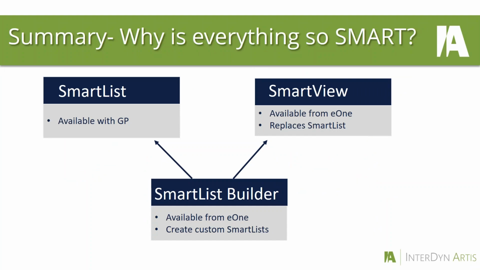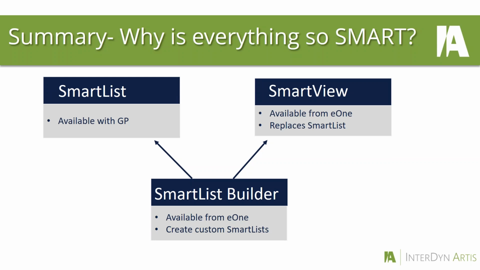And this is a common question that I get. Everything starts with Smart, right? So you have SmartList, SmartView, SmartList Builder. And so we get a lot of confusion over what do I need, what don't I need. So essentially, like I said before, SmartList is available with GP, but SmartView replaces SmartList.